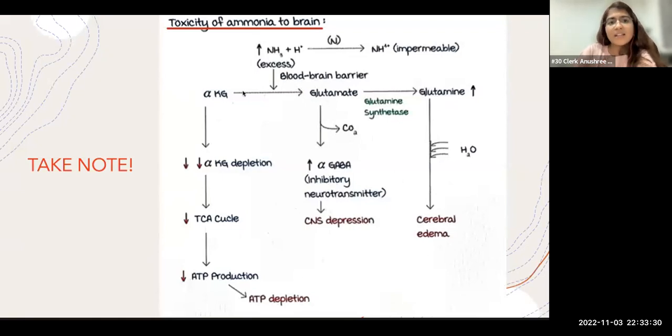Okay, but now I told you all of this was going into glutamate. So this is the one I explained in the previous slide. There is decrease in alpha ketoglutarate and there is decrease in the TCA cycle, and hence finally there is decrease in the ATP production. So there are 3 things that are happening. So depletion of ATP, CNS depression, and cerebral edema. Okay. Take note of these 3 things that are causing the toxicity to the brain.